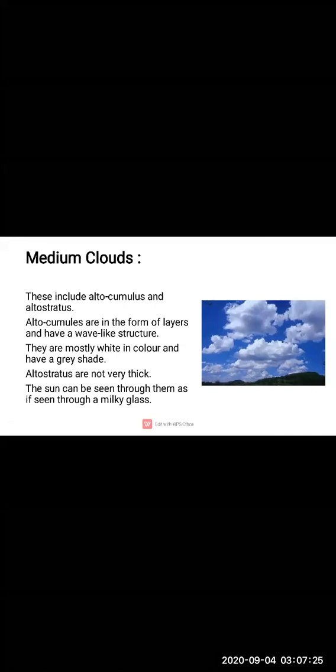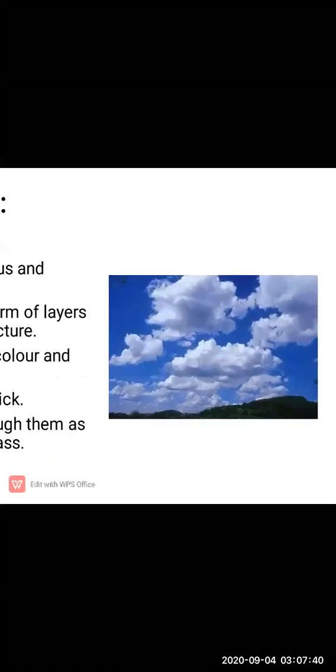They are in the form of layers, and they have a wave-like structure. Children, they appear like a wave. They are mostly white in color but have a gray shade, as you can see here in this picture.